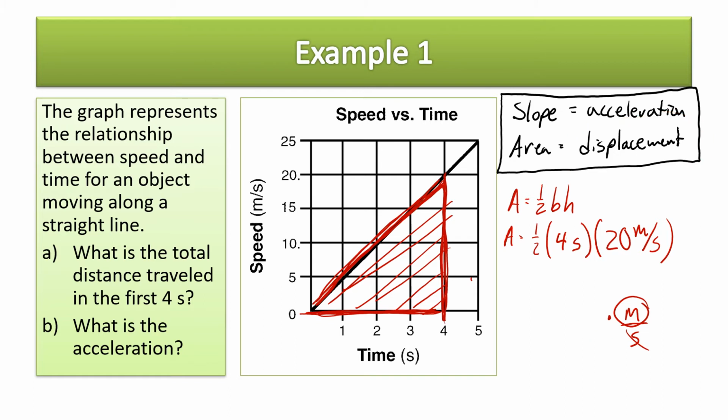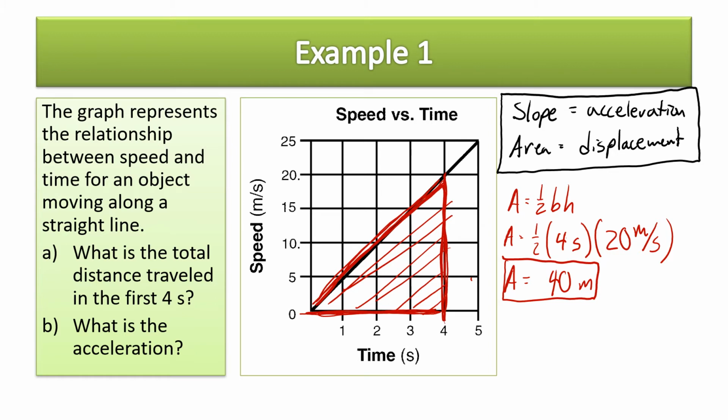So that's another way to verify that, yes, I'm doing the right thing. I'm looking for the right value. So what's 4 times 20? You could do it in your head. What's 4 times 2? 8. So 80. What's half of 80? 40. And what are our units? What did we just solve for? The area, which represents the displacement, and the units are meters. So for number A, it's 40 meters.